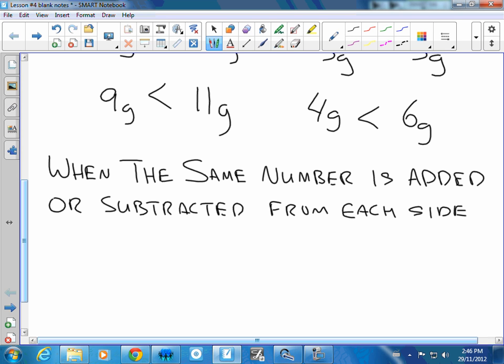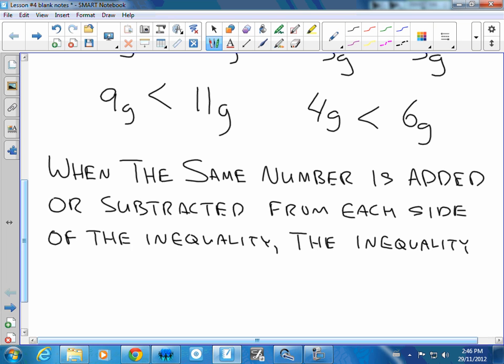Hey, guys, enough, please. So when the same number is added or subtracted from each side of the inequality, what about the sign? Does it change? That's the key there, right? So the inequality sign does not change, stays the same. I don't care what you say. The inequality sign does not change. So what we're saying then is it remains true, right?